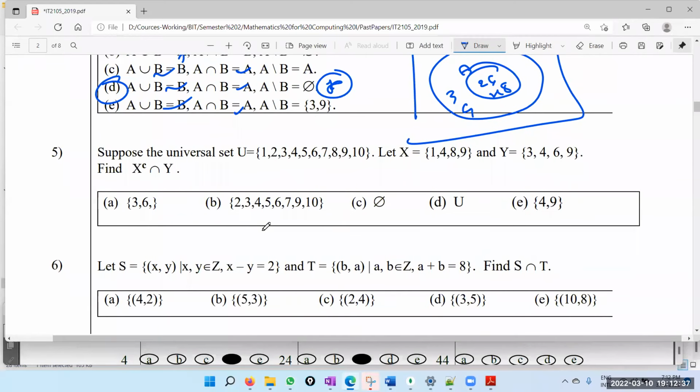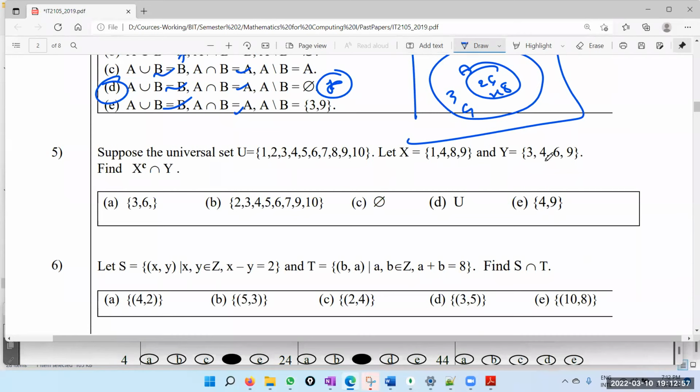5. So you must rely on your logical thinking. This right. So just small tiny things you have to remember, then the logic. Right. So we have another question. Universal set is given, X is given, Y is given, blah, blah, blah.